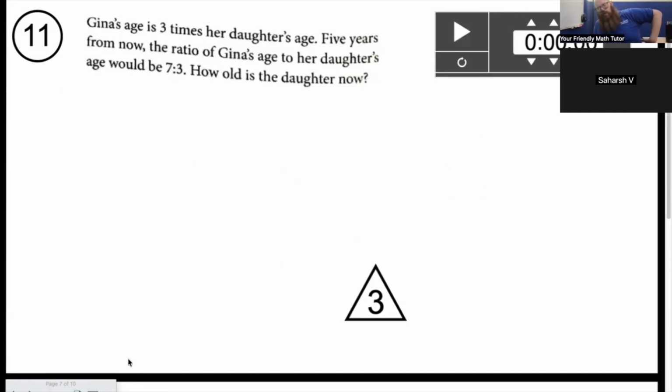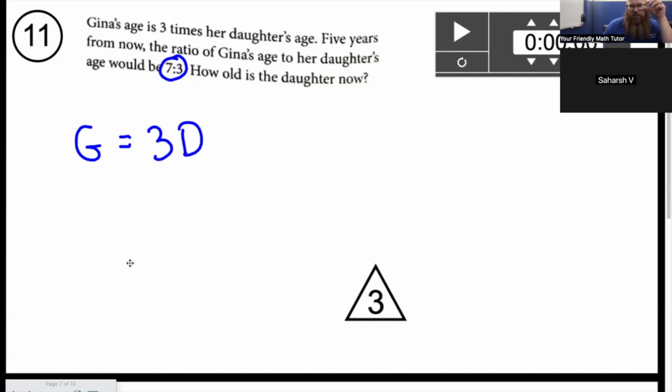Okay. So this one we're going to do a little differently than the other ones. We're going to really think of this as a fraction. But let's start with Gina's age. So Gina is 3 times her daughter. So we'll call Gina G and her daughter D.